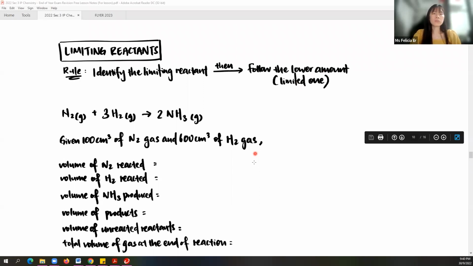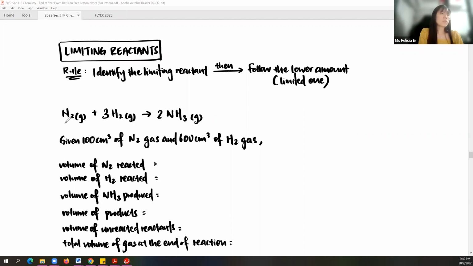Okay, so now how do we even identify a limiting reactant? So for this question here, they have this equation and they say that 100 cm³ of N2 gas and 600 cm³ of H2 gas is given. Okay, so same thing. As long as they are all gas, you can do the shortcut by doing the volume ratio. Yep, so in this case, you go and calculate also. Maybe you just randomly choose either one. You can choose N2 or H2, up to you. So maybe I choose N2.